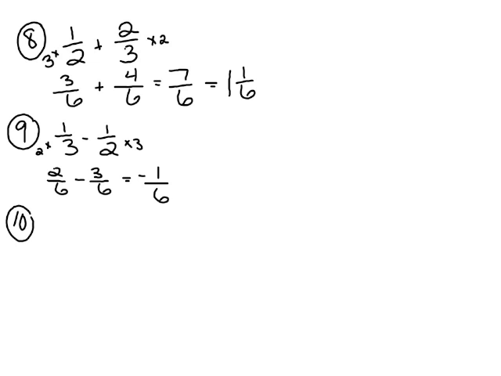Number 10. 1/4 plus 3/8. Common denominator first. Which one should I use? 8. So what do I multiply to turn a 4 into an 8? 2. So 2/8 plus 3/8 is 5/8. Will that simplify at all? No.